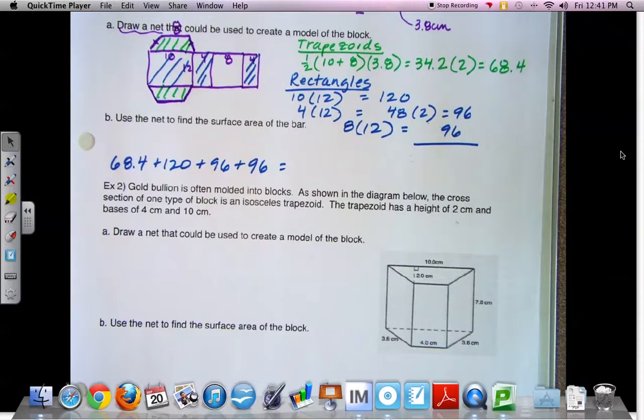I got 176.4. Anybody agree with Jen? Yes, I got the same thing. Teamwork.